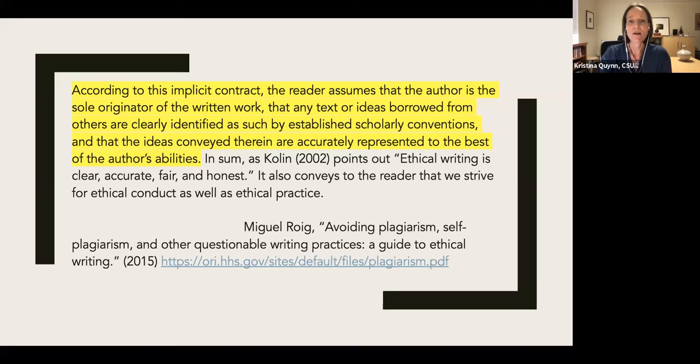And this comes from Roig's Avoiding Plagiarism. You can look it up. He's done a few updates to it. I think 2015 is the most recent one, but if you just type in Avoiding Plagiarism, Self-Plagiarism, and Other Questionable Writing Practices: A Guide to Ethical Writing, you'll find it online. I love that it's available. It's worthwhile to just have on hand. And he takes you through, I think, 28 different instances where you can identify the need for ethical writing.